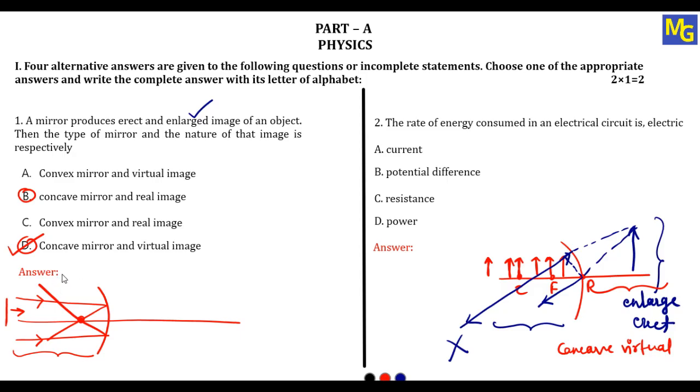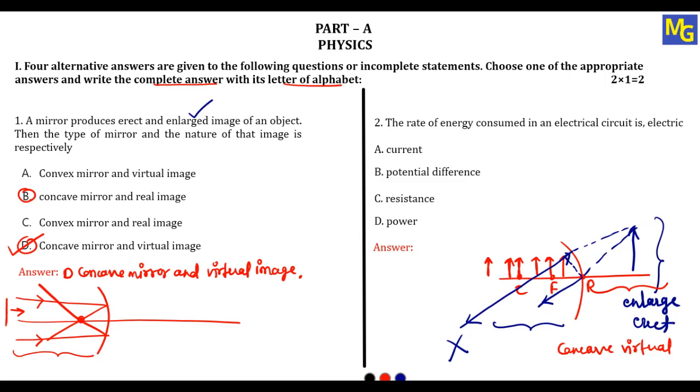Therefore, we will write here the answer. We should write the alphabet D and then complete the answer here. So, I will write concave mirror and virtual image. So like this we have to complete the answer, because in the question they have told us to write the complete answer with its letter of alphabet. So like this we have to write the answer.